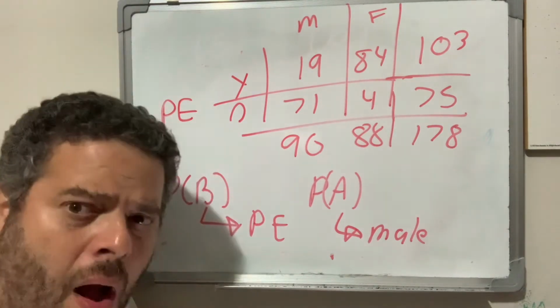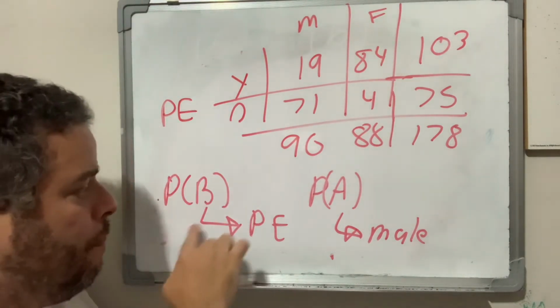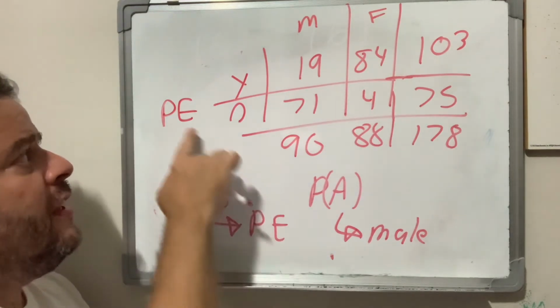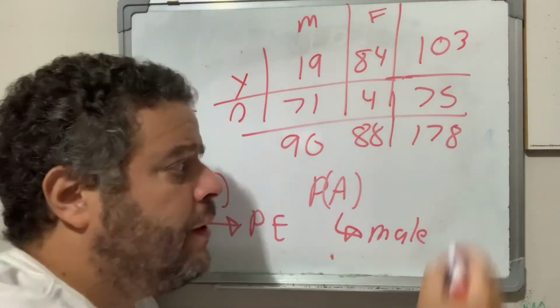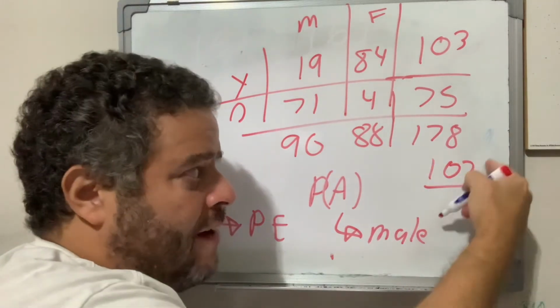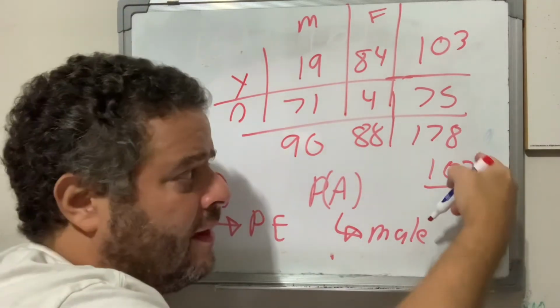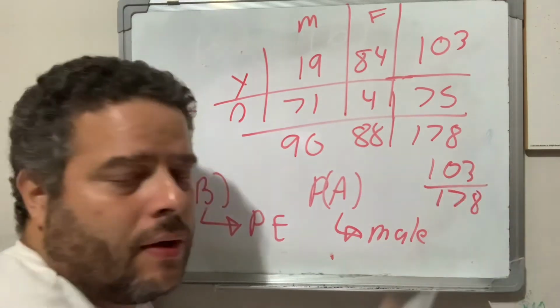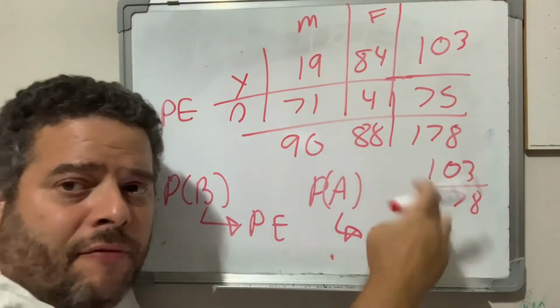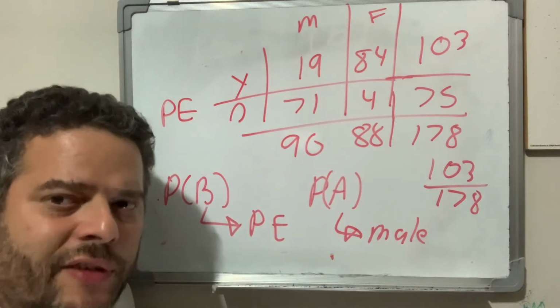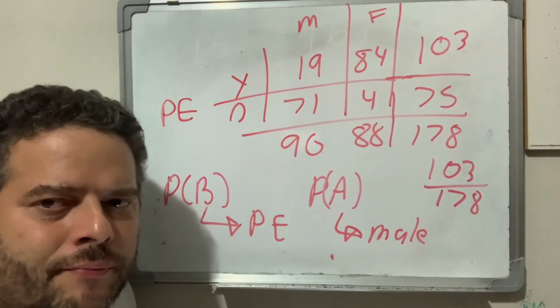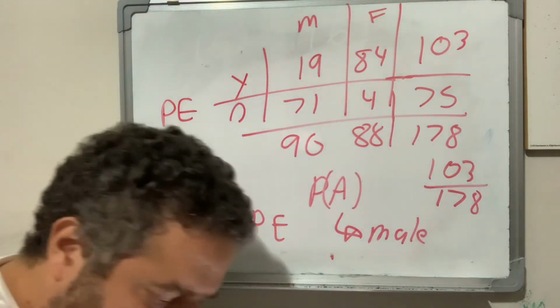It says probability of B happening. B is pretty much a pierced ear. So I look at my yes table, I have 103 students with pierced ears. And those are my favorable outcomes, and I divide that by my total outcomes, 178. Divide that, that would be the probability of having a student with a pierced ear. Pretty straightforward. Nothing crazy there.